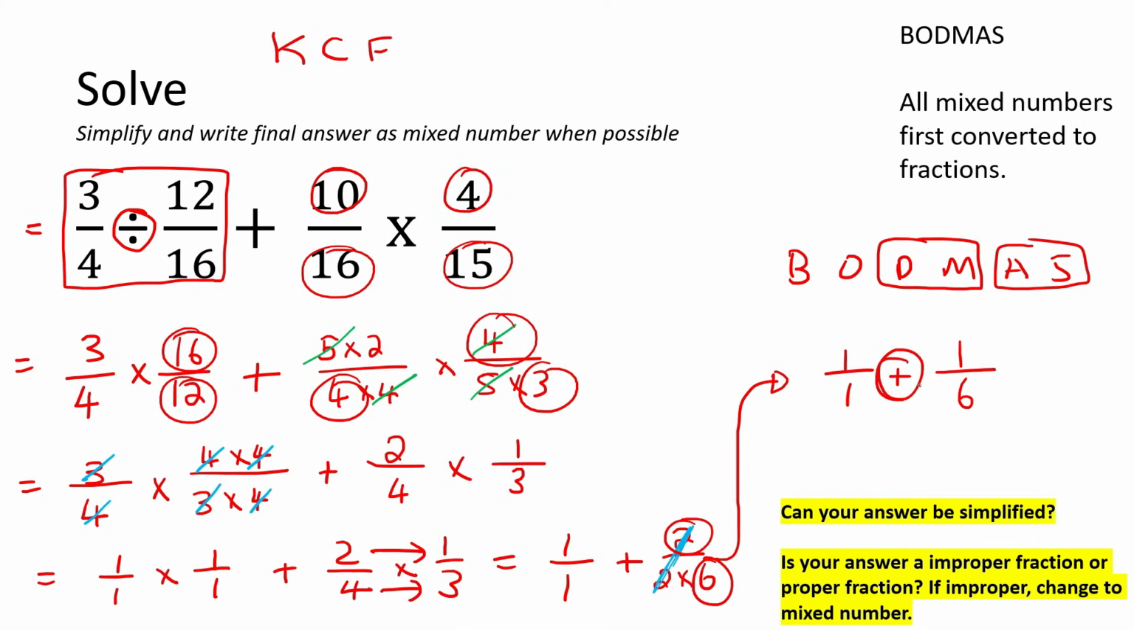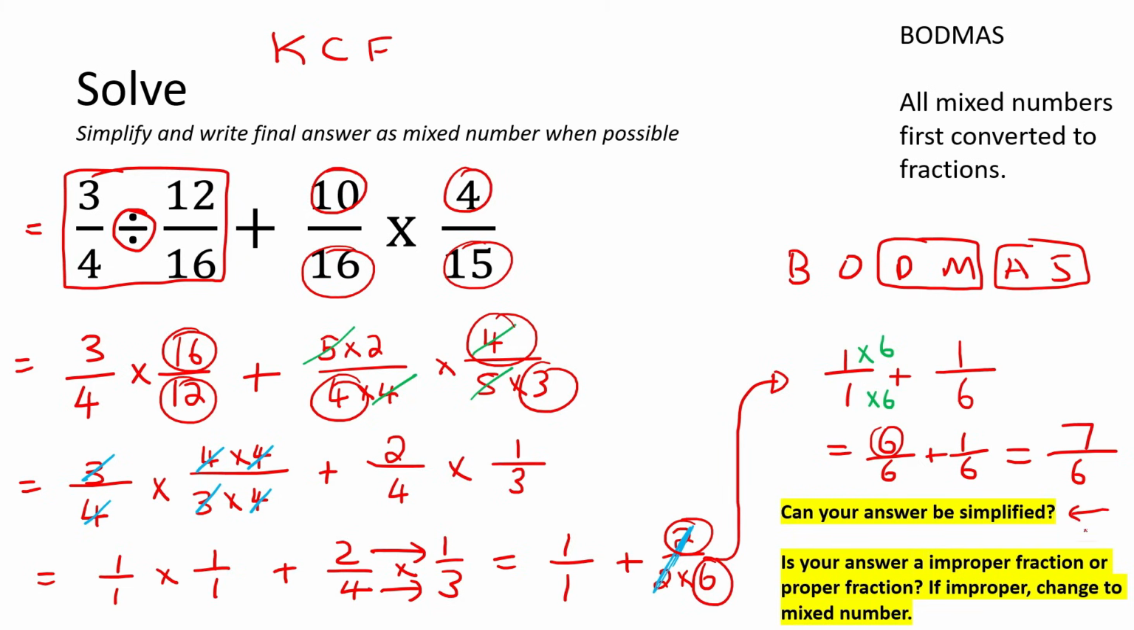Okay, now we're adding fractions. So to add fractions, we know that the denominators must be the same. So all I need to do actually is just change this one to a 6. And I can easily do that by just doing that and that. And so that'll give us 6 over 6 plus 1 over 6. And so 6 plus 1, well, that'll give us 7.